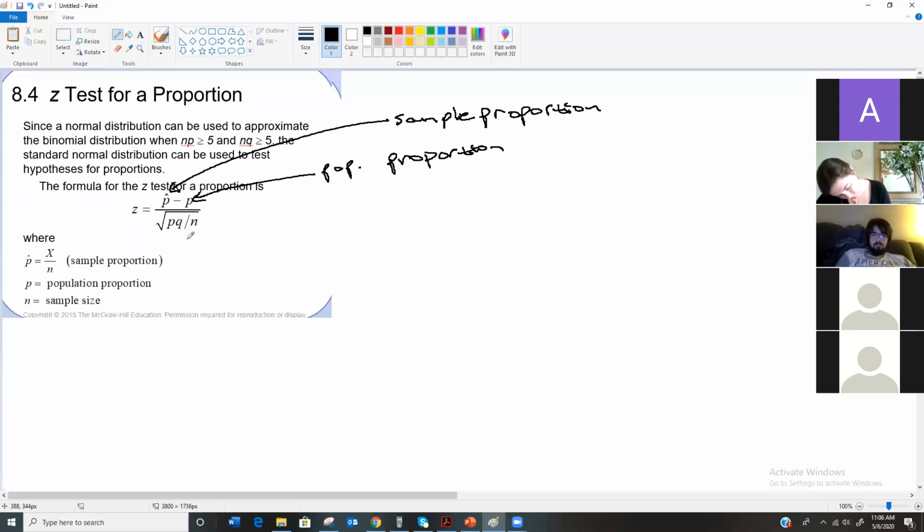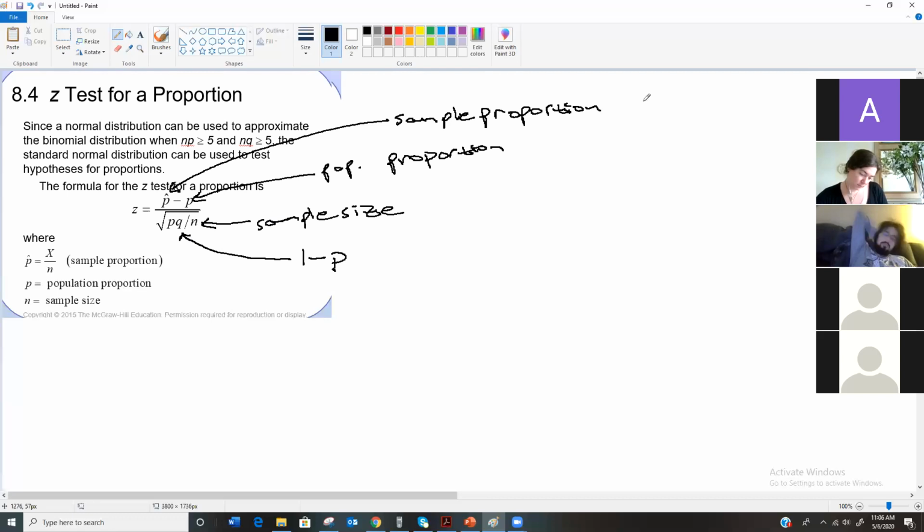And then down here we have P and Q again. P we know is the population proportion. How do you find the Q? You take the P away from 1. Yep. So Q is just whatever P is away from 1. So if P is 60%, Q would be 40%. So if P is 0.6, Q is 0.4. And then N, of course, is our sample size. Same as always.